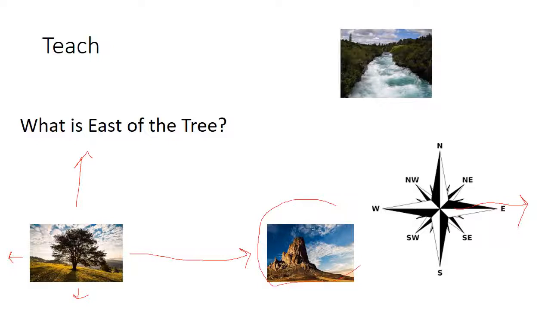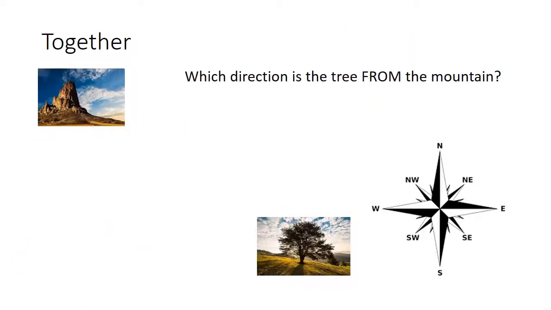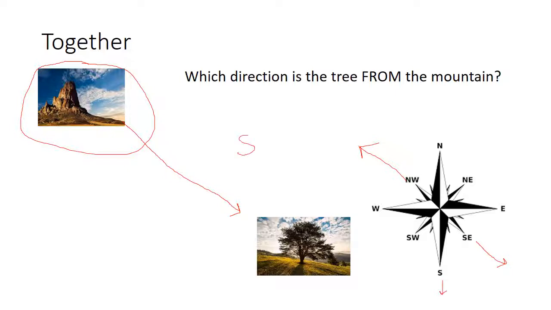Let's do some together. Which direction is the tree from the mountain? What's the first thing we've got to do, guys? Where are we starting from? We're starting from the mountain. So we draw a line from the mountain to where? From the mountain to the tree. Now, can you tell me what that matches with? Does it match with northwest? Does it match with south? Does it match with southeast? Which one do you think it is? I hope you can see it's going that way, isn't it? It's the same sort of point. It's the same direction, so we'd call that southeast.